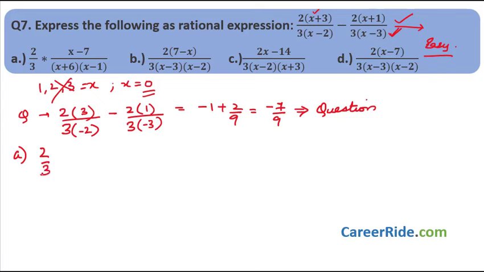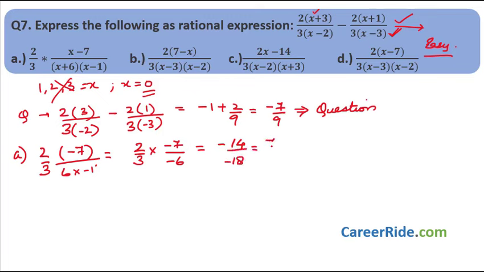2 upon 3. x minus 7 is what? x is 0. So this becomes minus 7 upon 6 into minus 1, right? What is this? This is equal to 2 upon 3 into minus 7 upon minus 6, right? This is nothing but minus 14 upon minus 18. This is equal to 7 upon 9, which is not equal to the answer I got when I solve the expression in the question. So this is not my correct option.